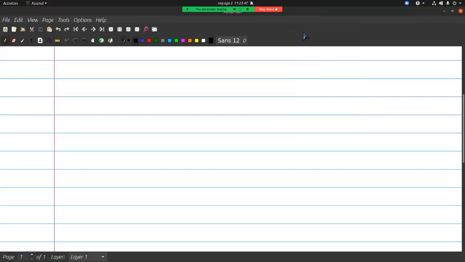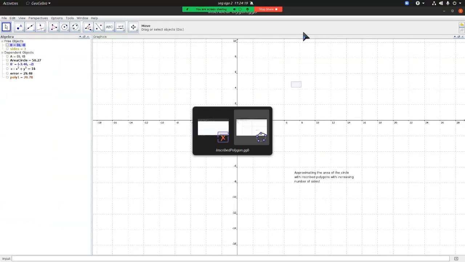Today we're going to continue studying integration, and we're going to find the area of the circle. We're going to do it by three methods. The first one is more geometrical, and the second and third will be more like integration. I'm going to be using GeoGebra.